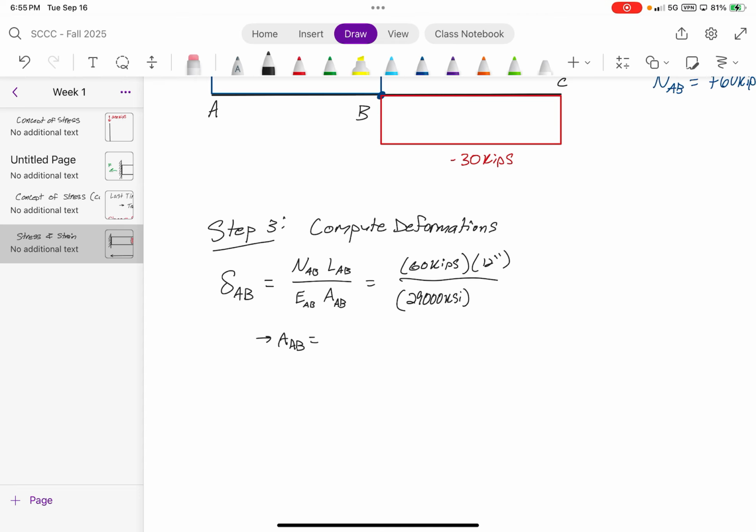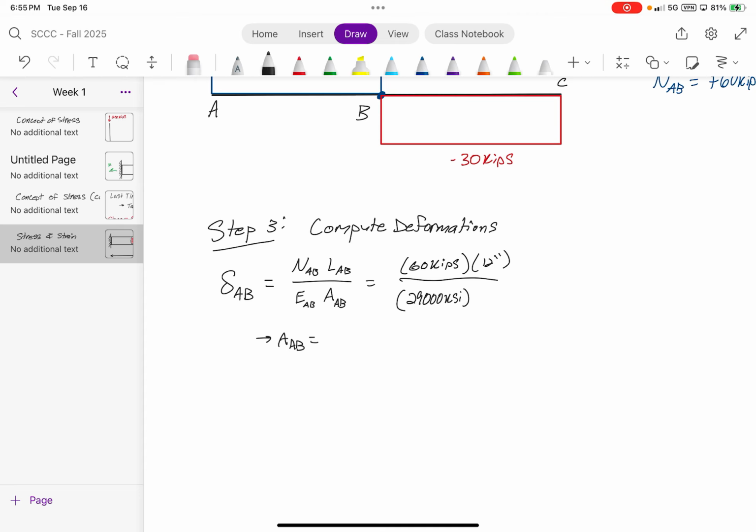You got it? I guess 7.07. Yeah. You compute that by doing pi over 4 times 3 inches squared, because the 3 was the specified diameter of the steel rod. And that equals 7.07 inches squared. So you just throw that right into here.